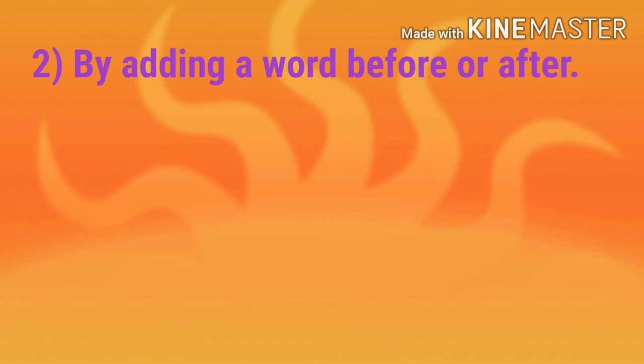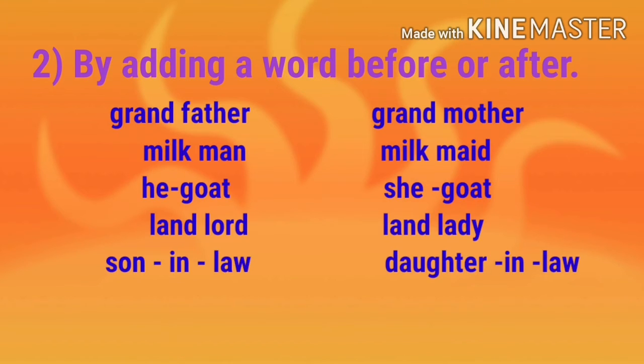Second one, by adding a word before or after. The feminine of a compound noun is formed by changing the part which shows the gender. Okay, let's see the example. First one, grandfather. Here, which part shows the gender?